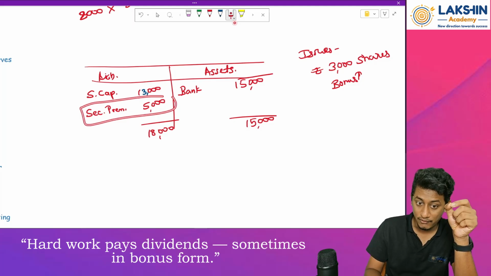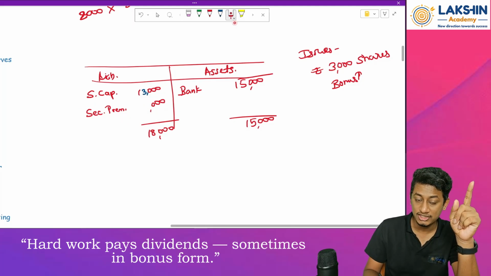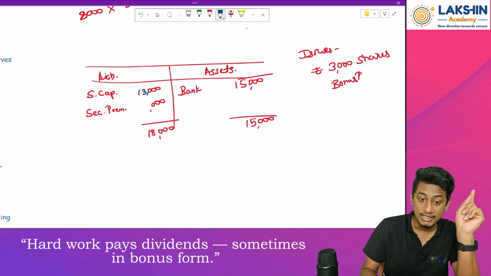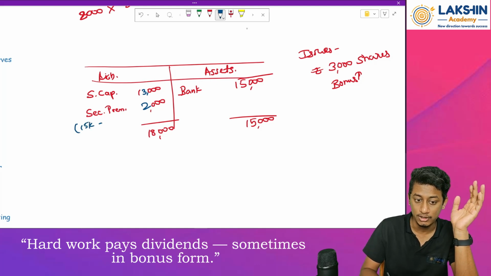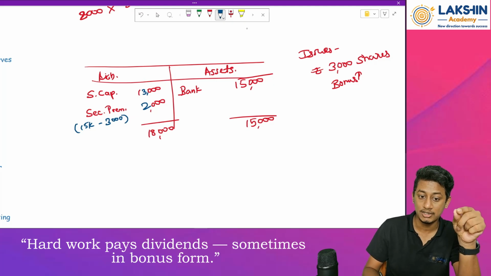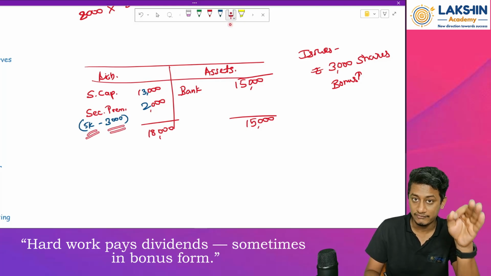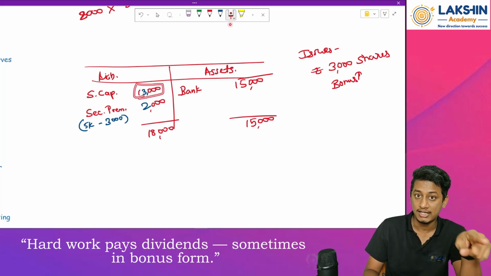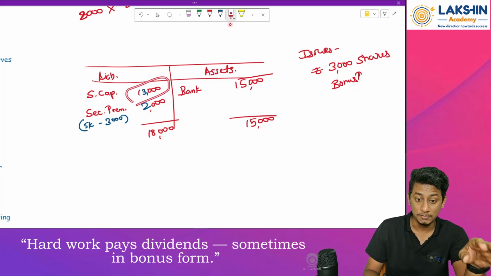For the example's sake, securities premium is also a part of free reserves. So however much bonus is issued, that much value will be deducted from the securities premium, and the new value will be rupees 2,000. Clear? It was 5,000 before, and 3,000 worth of bonus shares are issued. The actual value of securities premium was 5,000. Out of that, 3,000 has been reduced to issue the bonus shares. So after the bonus shares, the value of capital is 10,000 plus 3,000 new bonus shares, so the new capital is 13,000. The securities premium has reduced to rupees 2,000.